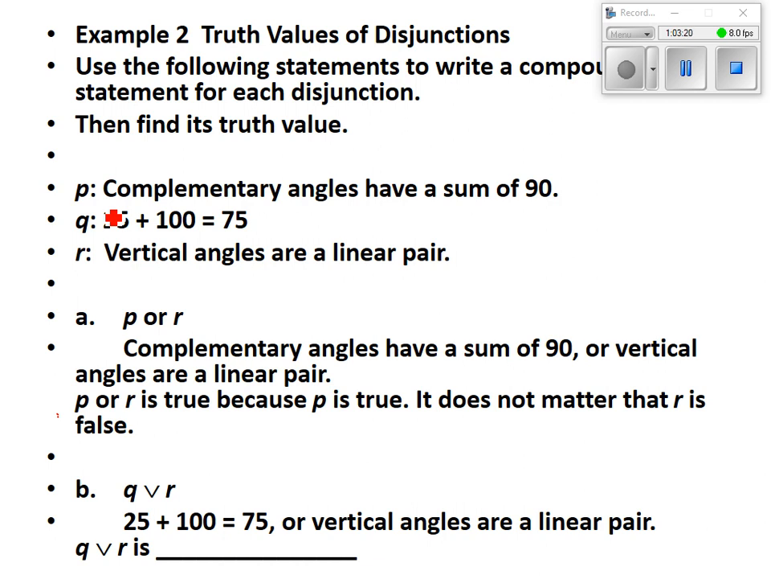Complementary angles have a sum of 90. True or false? True. If this is the word "or," do I even have to read any farther? No. What's that tell me about the whole thing? The whole thing is true. Next one, 25 plus 100 equals 75. True or false? False. Vertical angles are a linear pair. Can vertical angles ever be a linear pair? No. So that's false. So what's the whole thing? False.